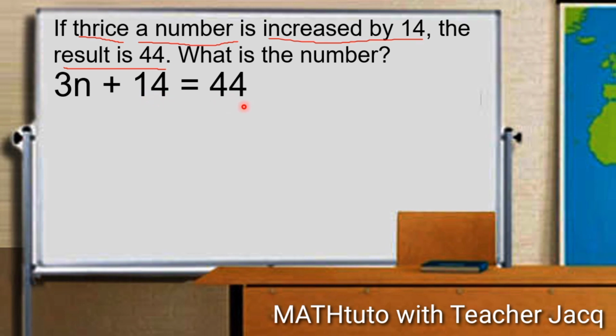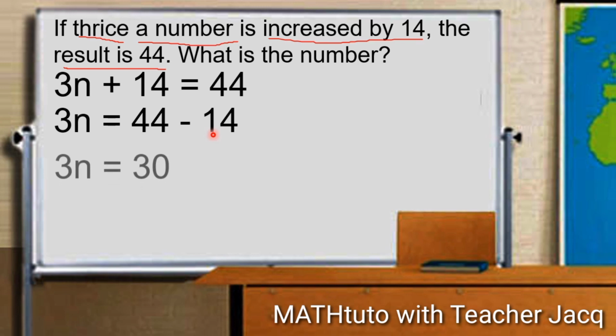Paano? Using transposing method, ililipat ngayon natin si 14 sa kabila. So, from plus 14, magiging siyang minus 14. Kaya meron tayong 3n is equals to 44 minus 14. So, 44 minus 14 is 30. So, bring down lang natin si 3n equals 30.